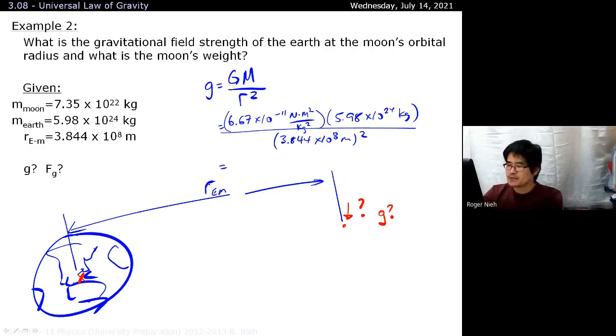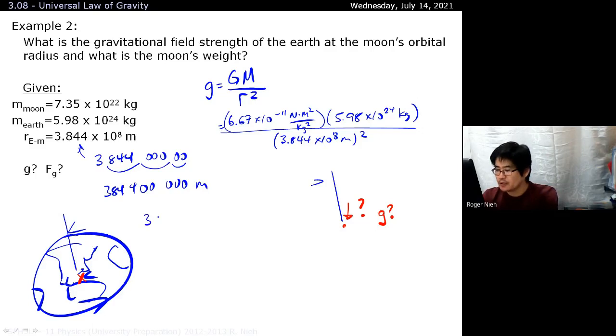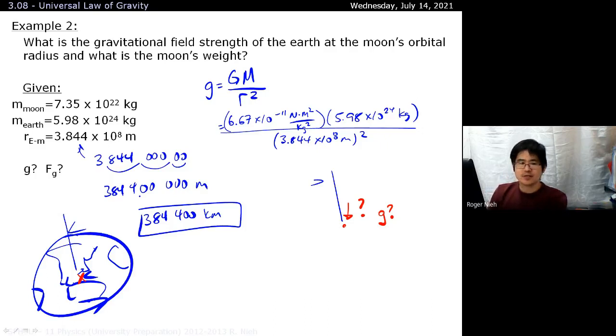Sometimes in scientific notation, it's hard to interpret what's going on. So let's convert this into regular notation. That's 3, 8, 4, 4, and then 3 more zeros, 6 in total. So that works out to 384,400,000 meters. We probably understand it better in kilometers. So 384,400 kilometers. All right, what is that distance?